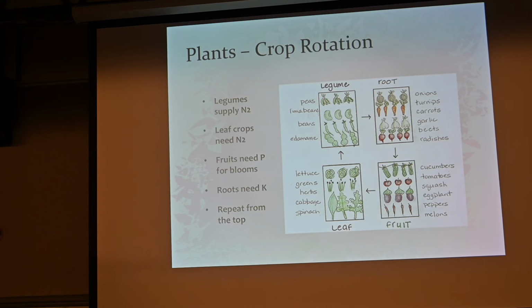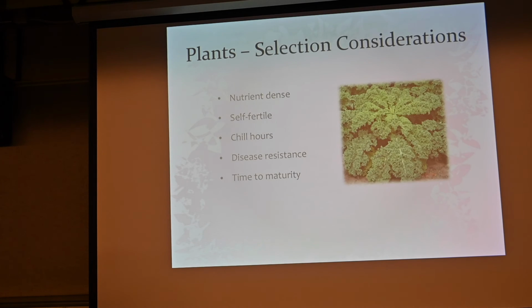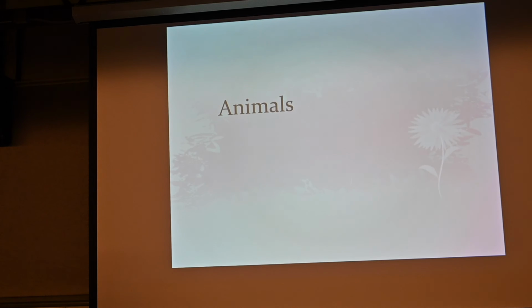Rotation, this is just a way of rotating the crops, but it provides each set of vegetables, in this case, each set with what they need. So it's a good rotation for providing the micronutrients or the macronutrients that they need. Selection: nutrient dense, self-fertile, with not too many chill hours, high disease resistance, short time to maturity, perfect crop.